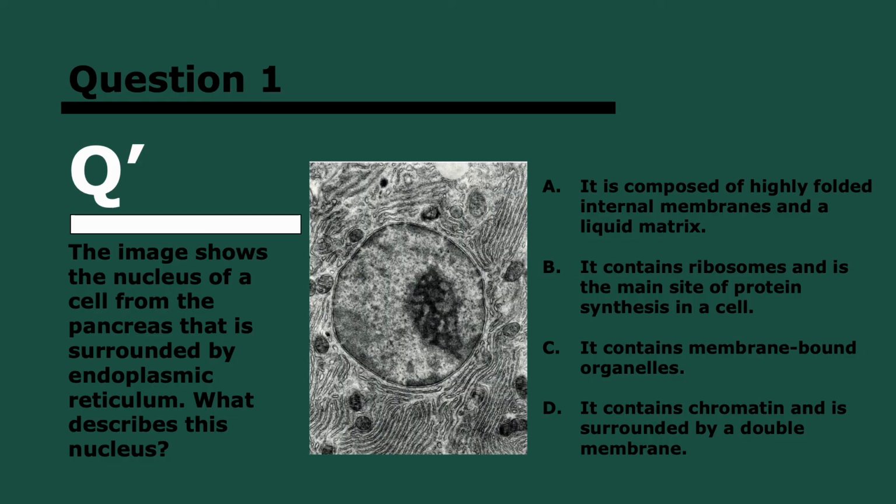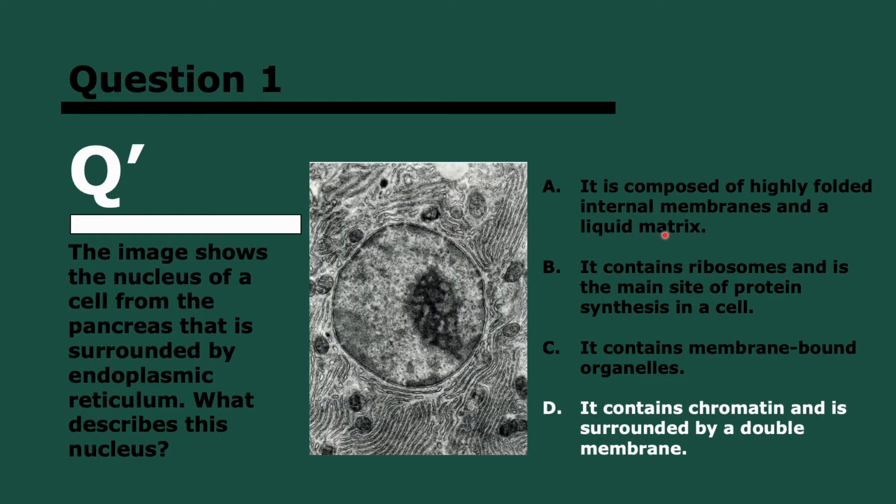So let's get started. Question 1 says the image shows the nucleus of a cell from the pancreas that is surrounded by endoplasmic reticulum. What describes this nucleus? What I'm going to do in this video is, you can pause now and think about the question, but I'm just going to count down from 3 and display the answer. So 3, 2, and 1.